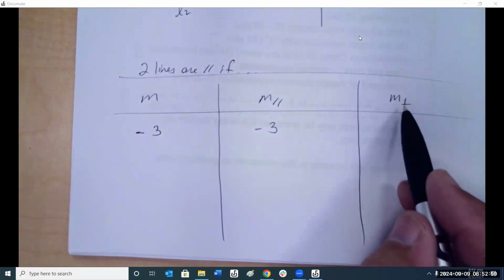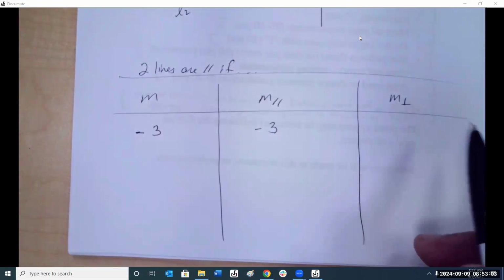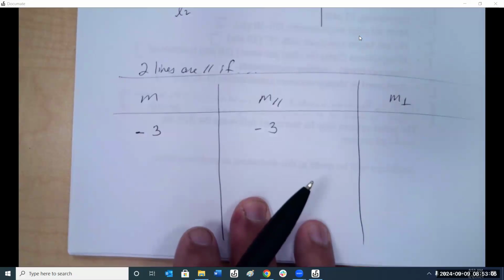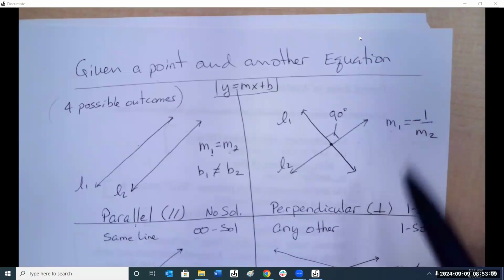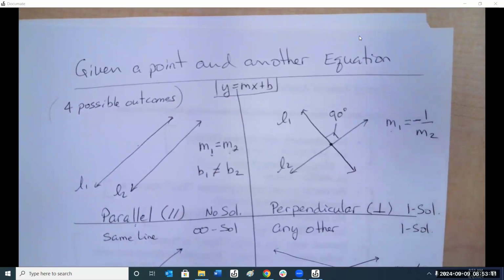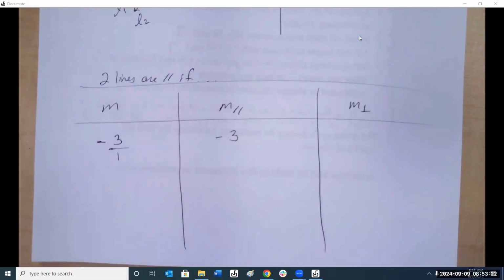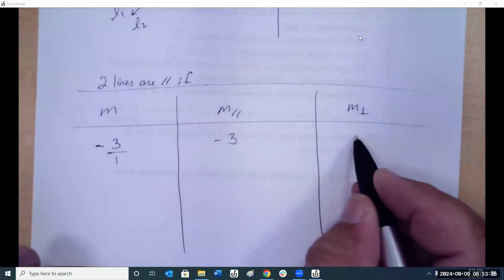What's the slope perpendicular? Remember, two conditions occur. What are they? They have to be different signs, and they have to be flips of each other. Almost. What does this really look like? Every number is a rational number. So this one, change the sign, so it's positive. Flip this one.